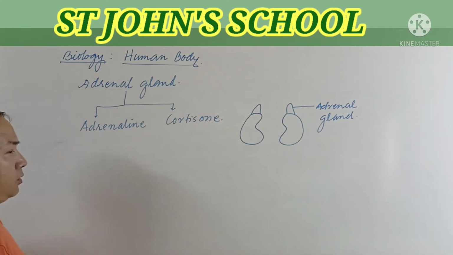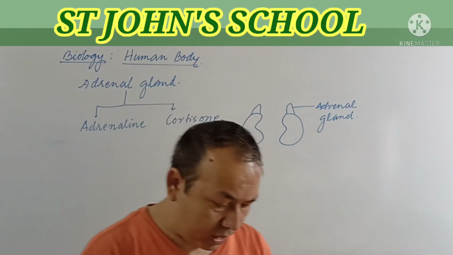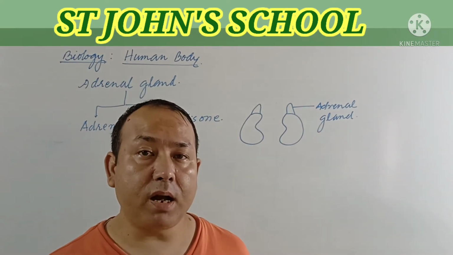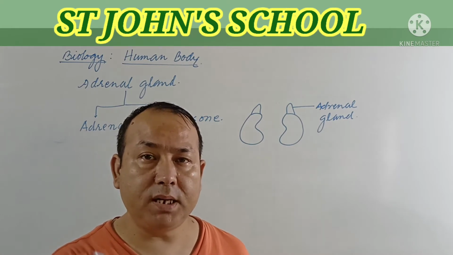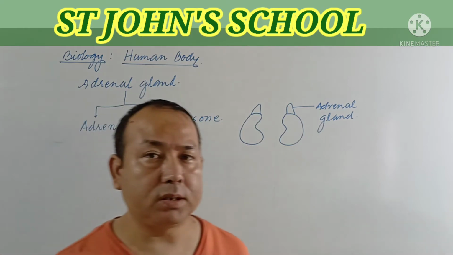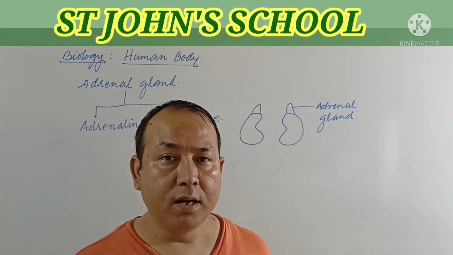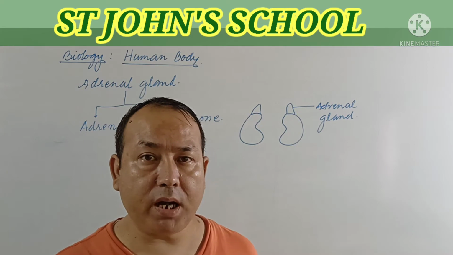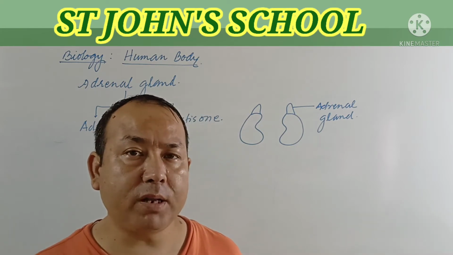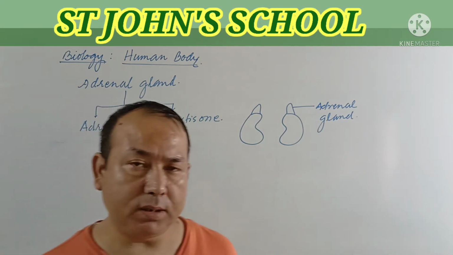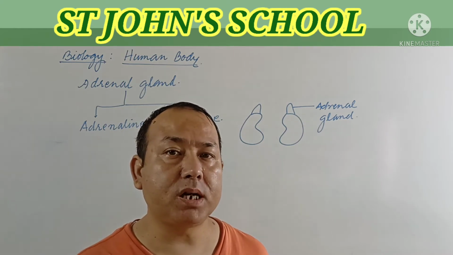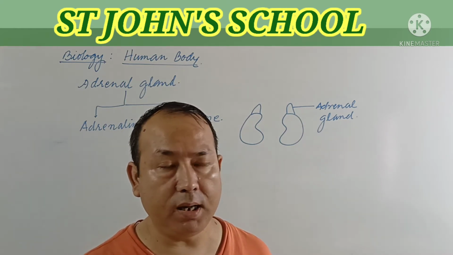So first we need to remember the location of this gland, and then we need to learn about the secretion, that is the hormone which they secrete, and next we need to learn about the role of those hormones. These points you need to remember here. So adrenal gland is located above the kidney just like a cap. Location finished. Then it releases two different types of hormone, adrenaline and cortisol. Now we need to discuss the role of these hormones in our body.